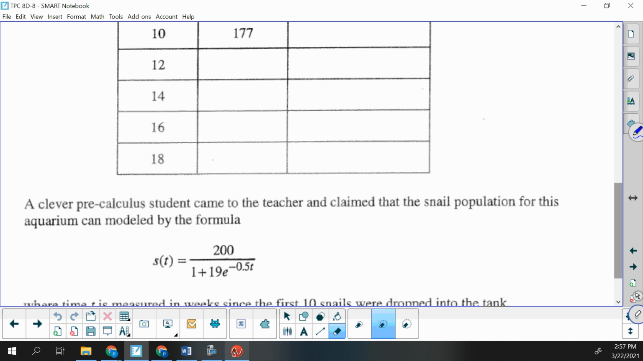All right, so when you subbed in 12, you should have got 191. Subbed in 14, 197. 16, 199. And then 18, 200.